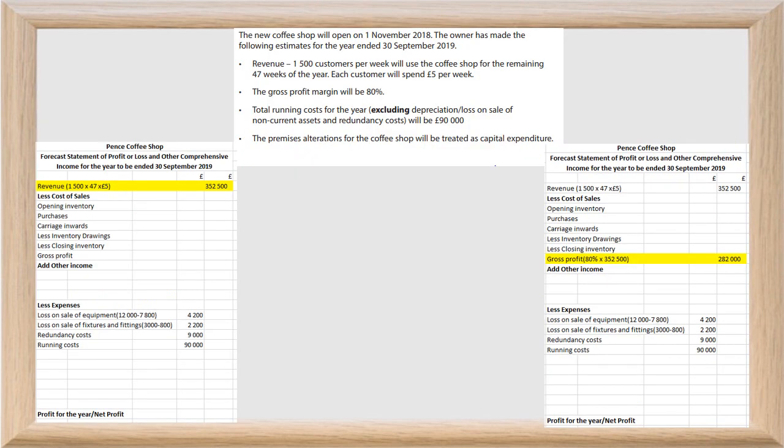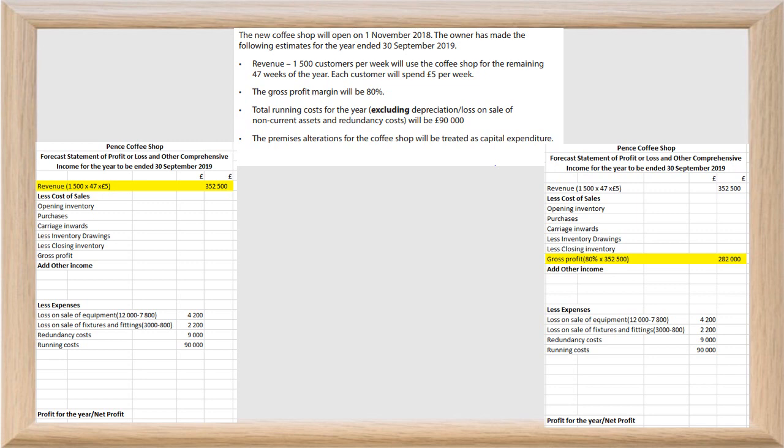Moving on to the rest of the information given, after Part B question, information on revenue and other costs are given. Now, we need to enter them. First, revenue will be 1,500 multiplied by 47 multiplied by 5, because 1,500 customers will use the coffee shop for 47 weeks, each person spending 5 per week. Second, they state that the gross profit margin will be 80%.